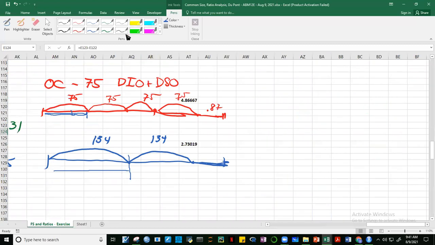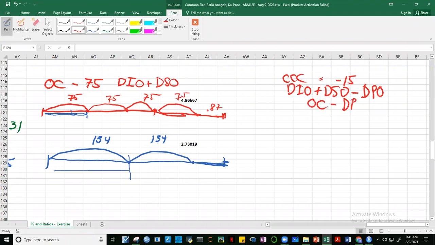Let's analyze what this is all about. For our competitor, the cash conversion cycle is equal to negative 15. This is DIO plus DSO minus DPO, which is also equal to operating cycle minus DPO, because that's the operating cycle. Let me draw this. The operating cycle is 75.